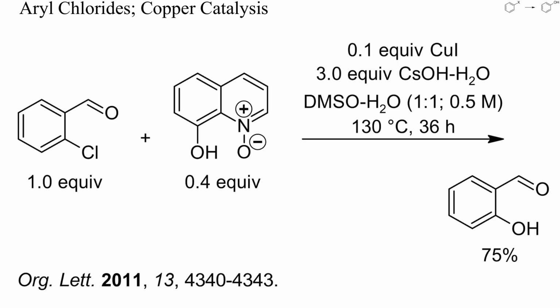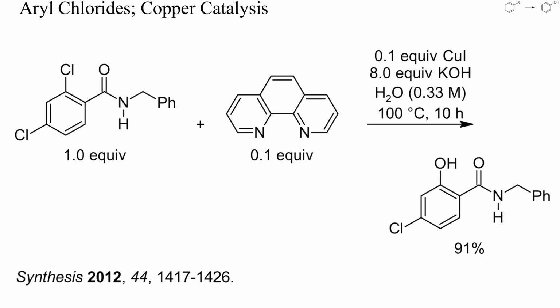Hydroxyquinoline N-oxide is another suitable ligand for such reactions. Here 2-chlorobenzaldehyde was converted into salicylaldehyde in 75% yield, without much Cannizzaro reaction. In this example, a selective monosubstitution at a dichlorobenzamide succeeded with 10% of a copper phenanthroline catalyst.